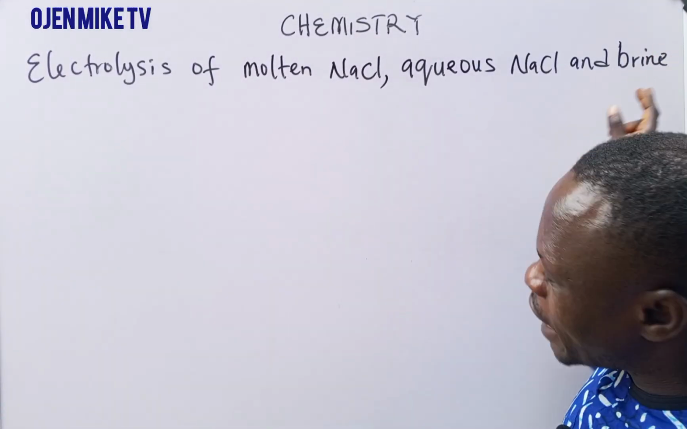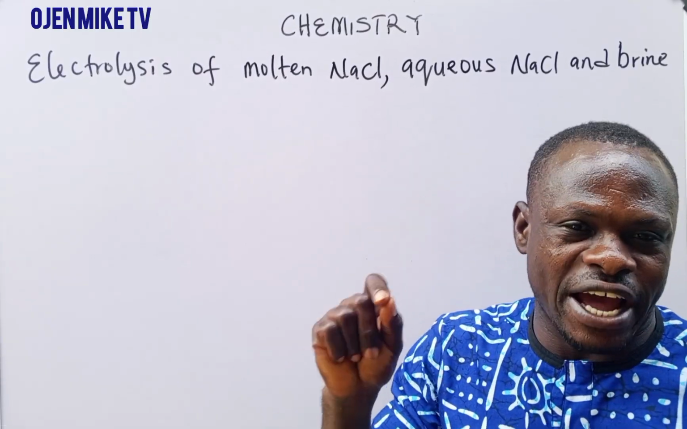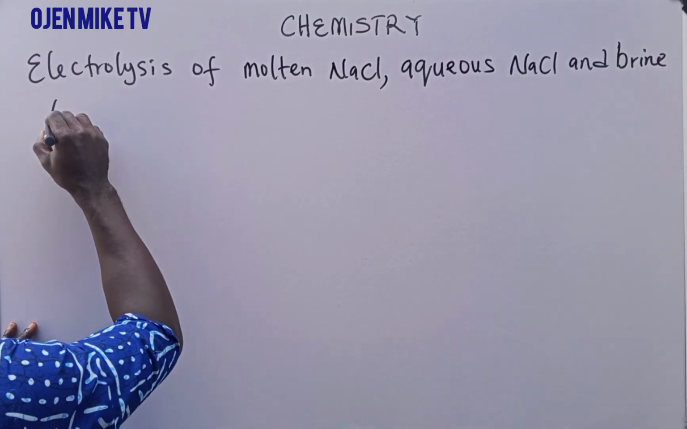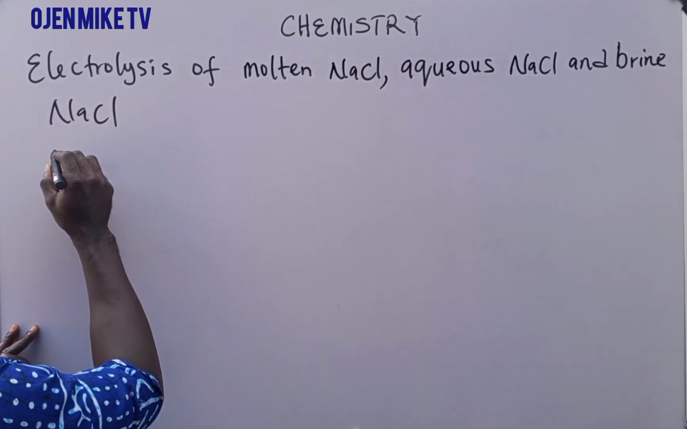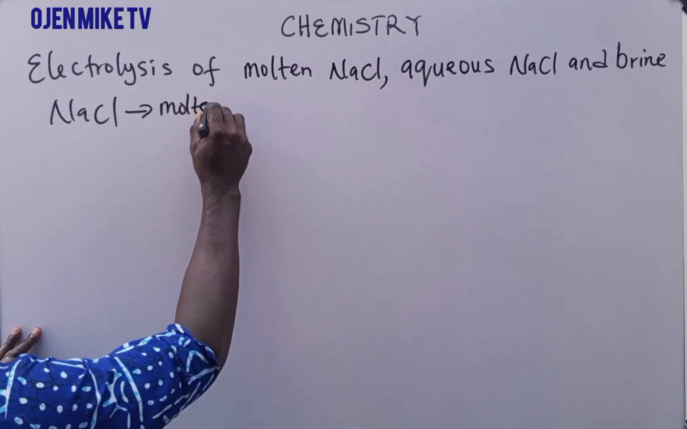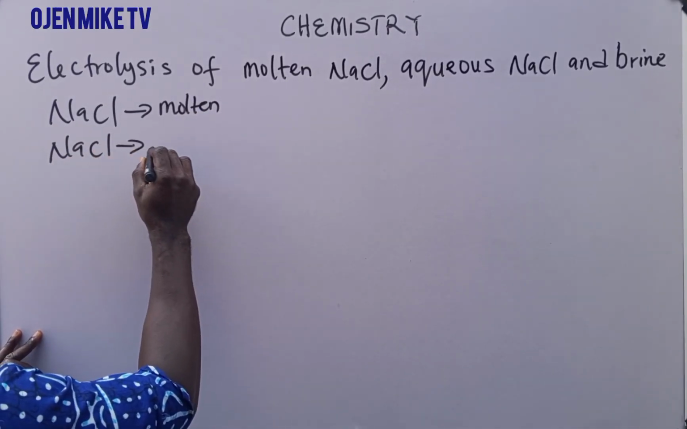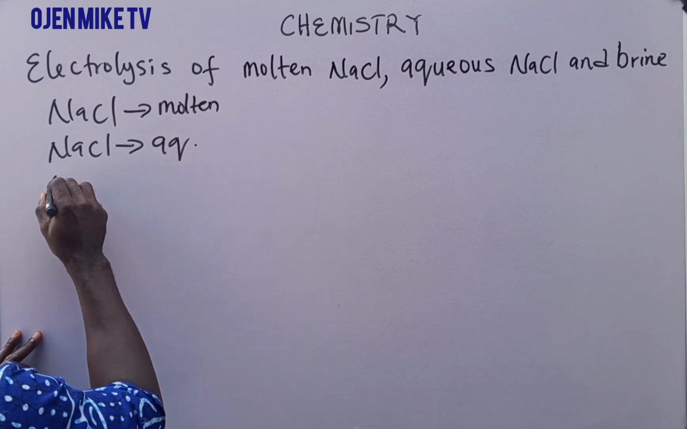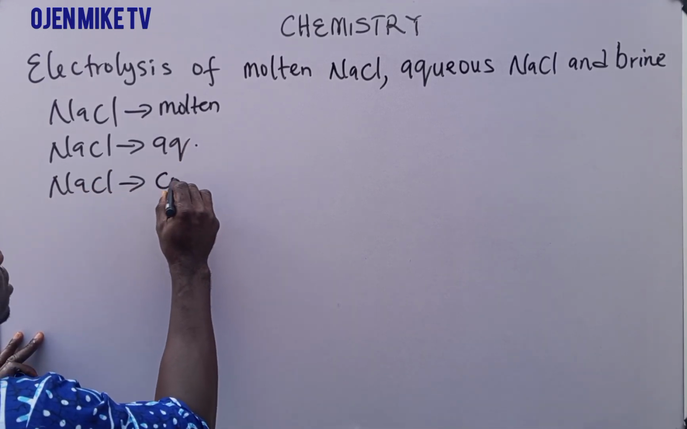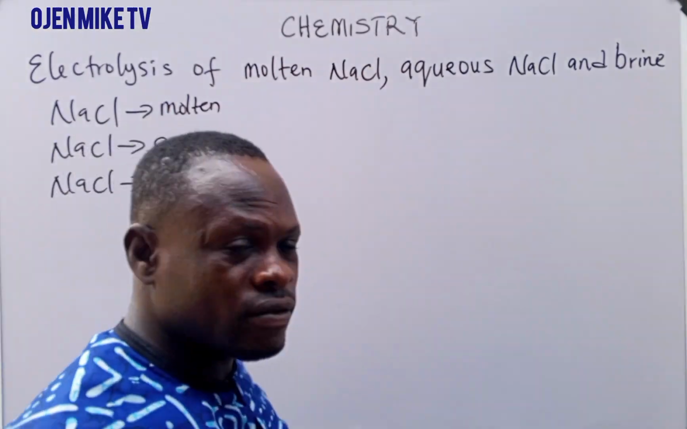In today's video we want to look at the electrolysis of molten sodium chloride, aqueous sodium chloride, and brine. Brine means concentrated sodium chloride. So there are three things that we want to look at: NaCl in molten, NaCl in aqueous, and NaCl in concentrated. These are the three major things we want to look at.